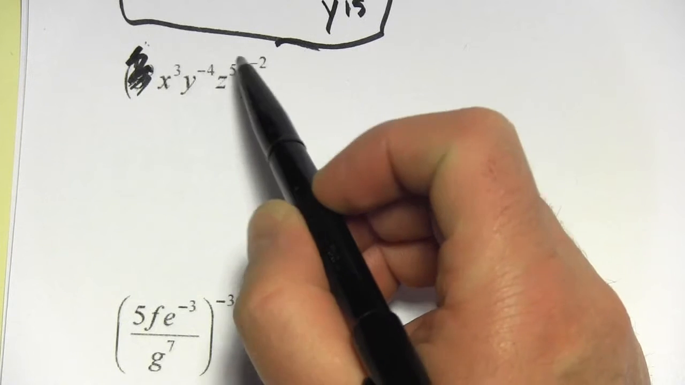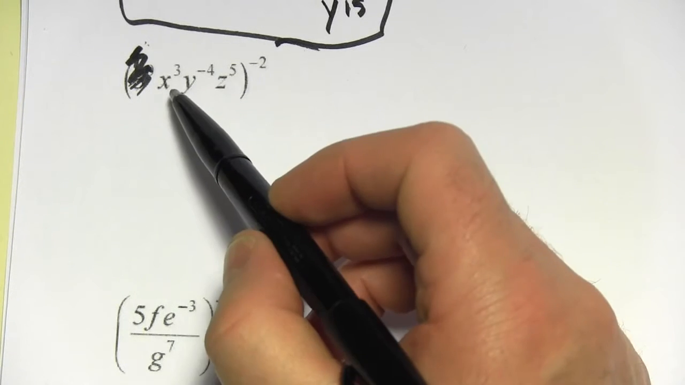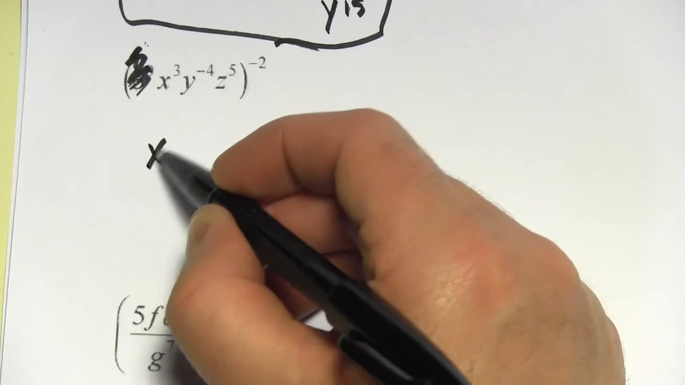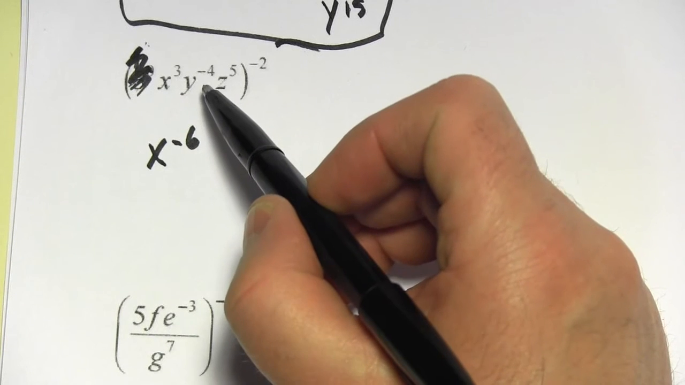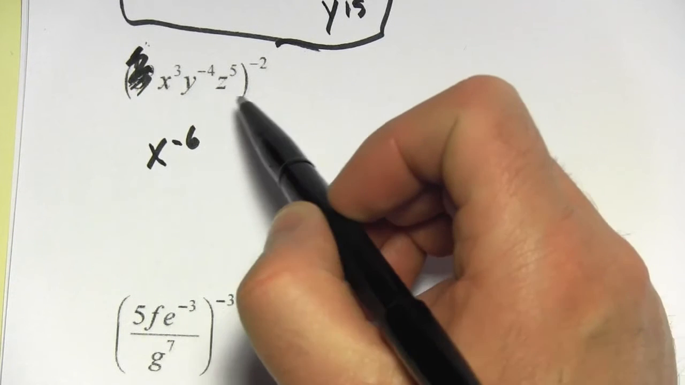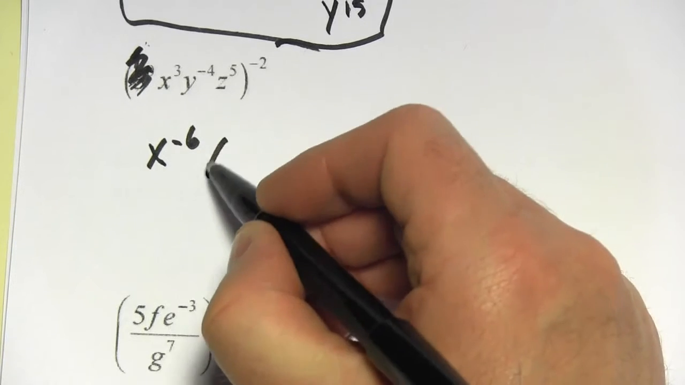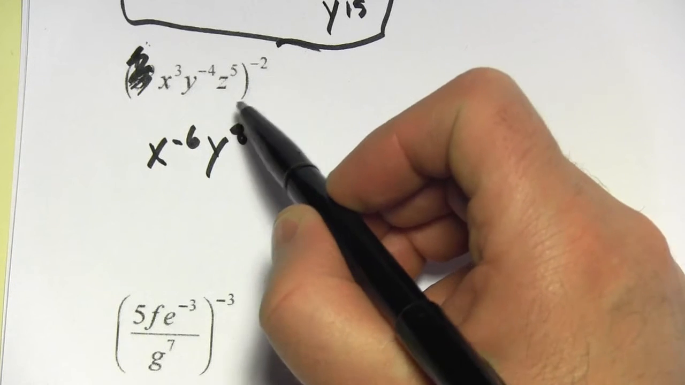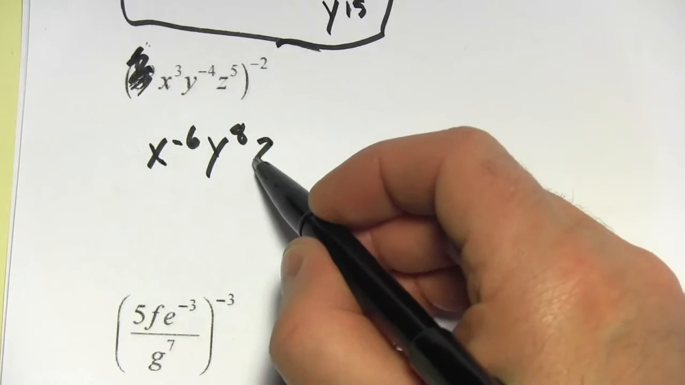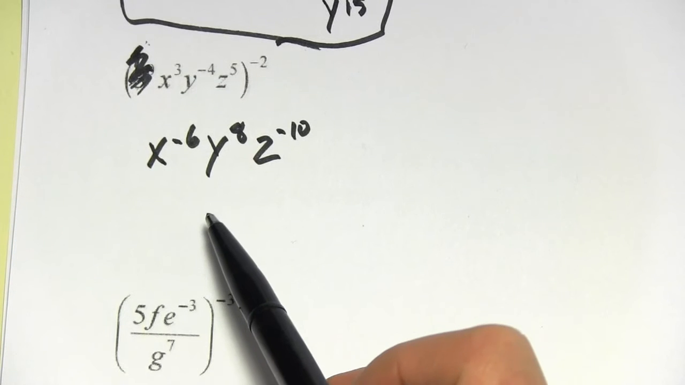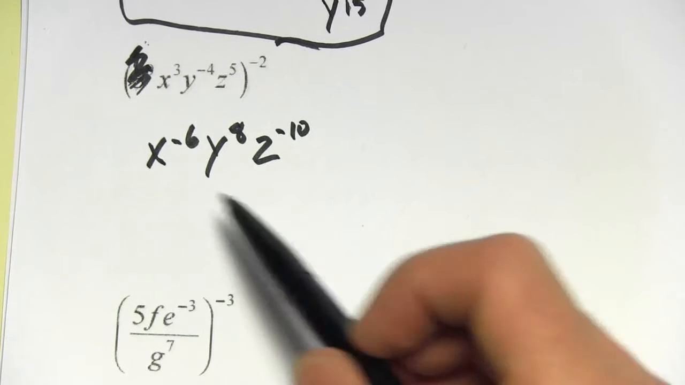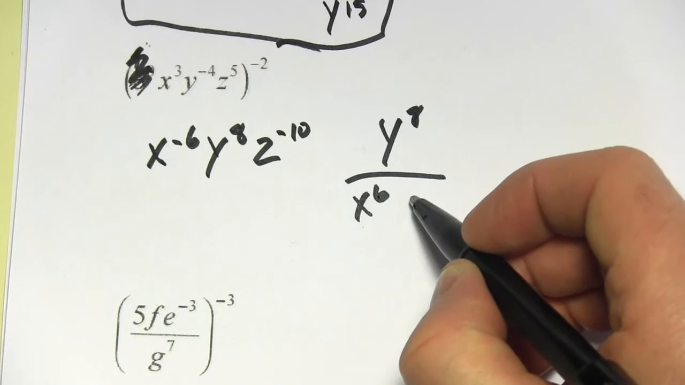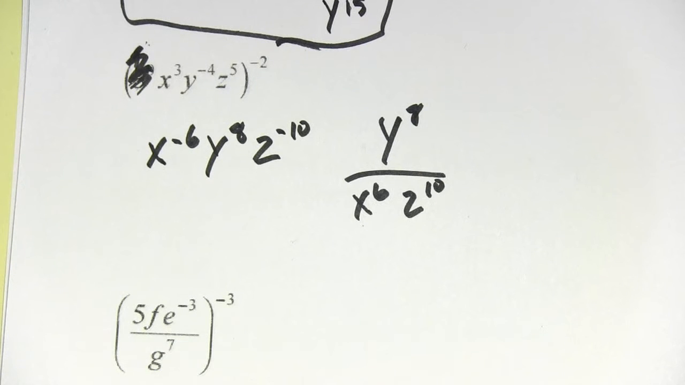Now let's take this negative 2 exponent and raise each of these one by one. X to the third to the negative 2, we multiply 3 times negative 2. That's x to the negative sixth. Y to the negative fourth to the negative second, negative 4 times negative 2. This is a positive. Negative times a negative is a positive, 8. And then z to the fifth to the negative second, 5 times negative 2 is negative 10. So that is our answer. If you want to write this as a fraction with all positive exponents, you can keep the y to the 8th on the top and the x to the 6th and z to the 10th on the bottom.